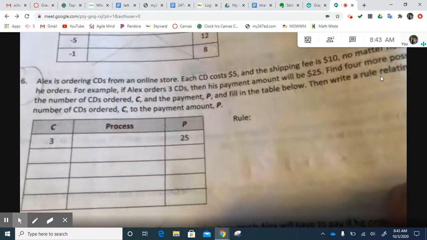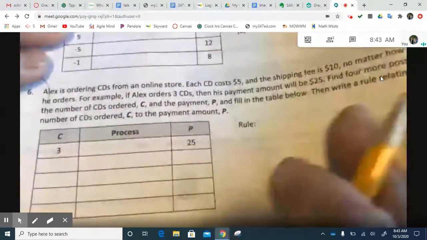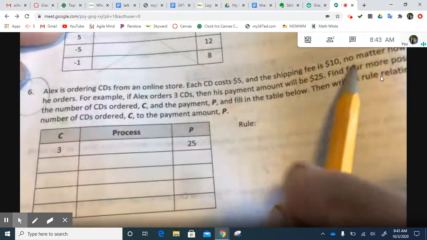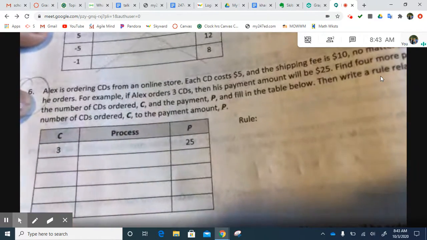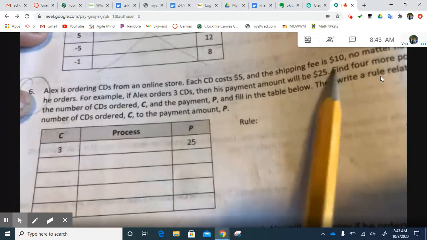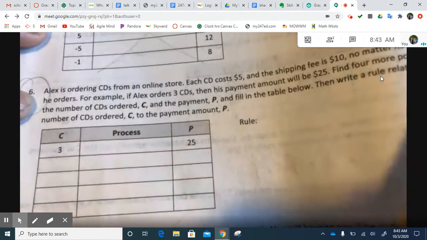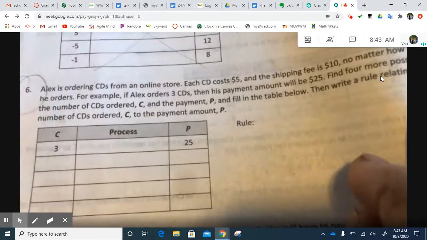Alex is ordering CDs from an online store. Each CD costs $5, and the shipping fee is $10, no matter how many CDs he orders. For example, if Alex orders 3 CDs, then his payment amount would be $25. Find 4 more possibilities for the number of CDs ordered to the payment amount P.